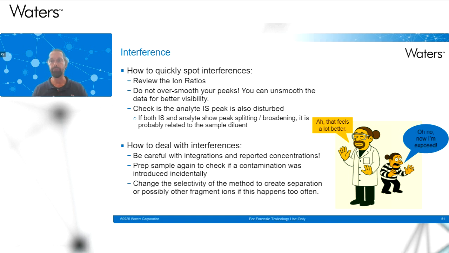If this is happening too often, it might be a good idea to take a look back at your method, maybe change your method a little bit, creating some additional separation between this interfering compound and your analyte, or maybe even look at other fragmentation ions. In this case, we solved the problem by changing the MRM parent to daughter transition, because that resulted in just the interference disappearing.